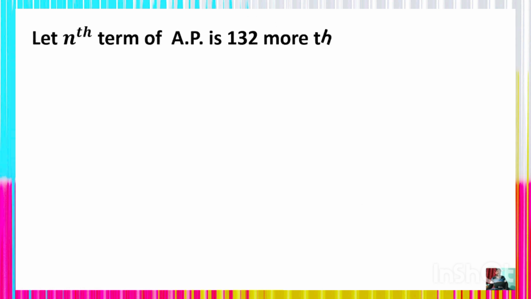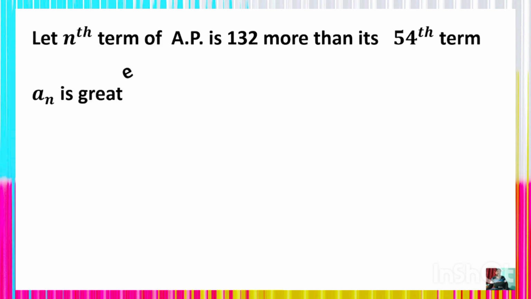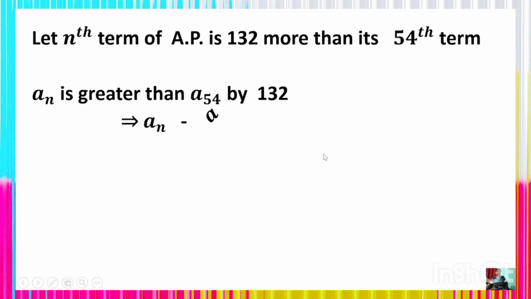Let the nth term of the AP be 132 more than its 54th term. It is asking which term of the AP is 132 more than its 54th term. It means an is greater than a54 by 132. It means an minus a54 is equal to 132.